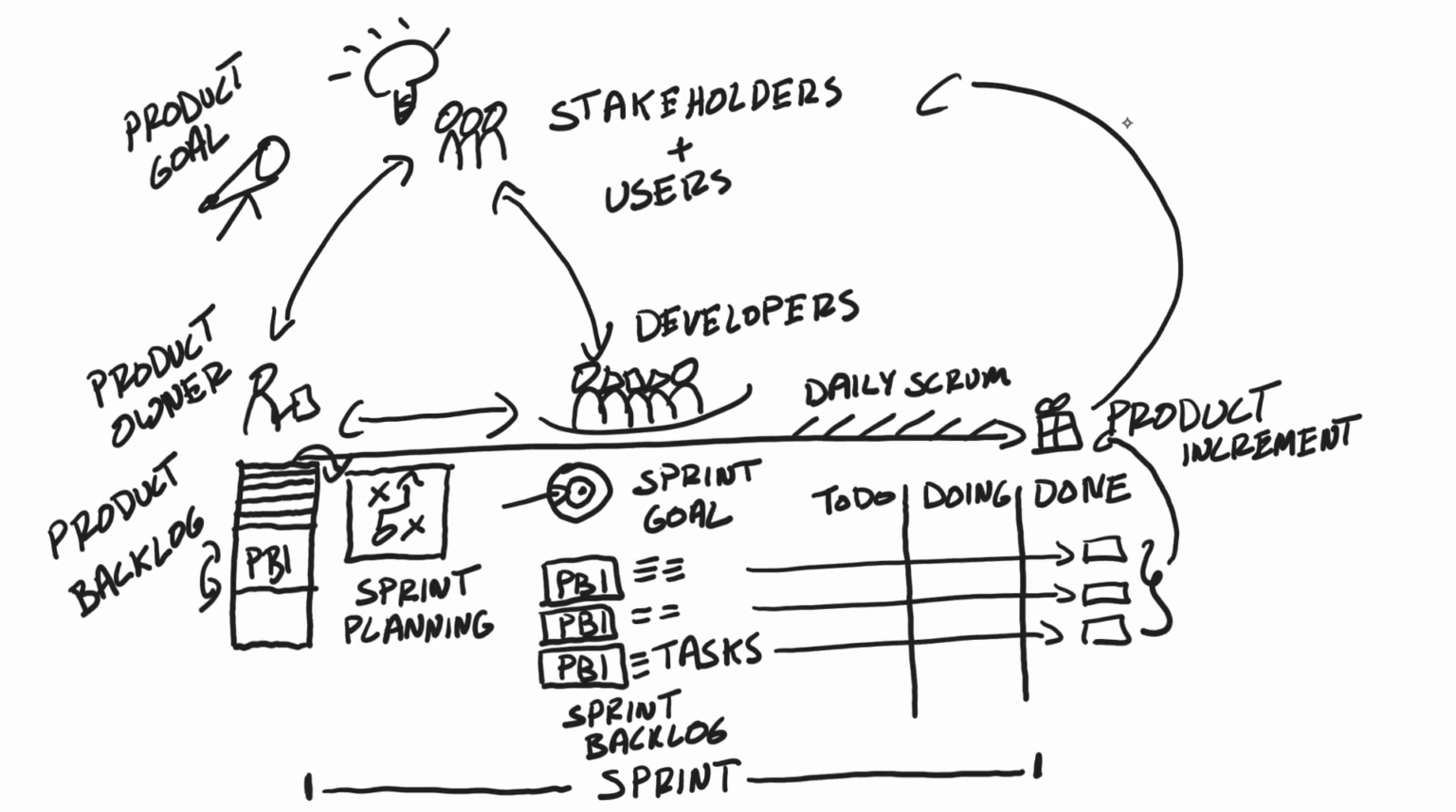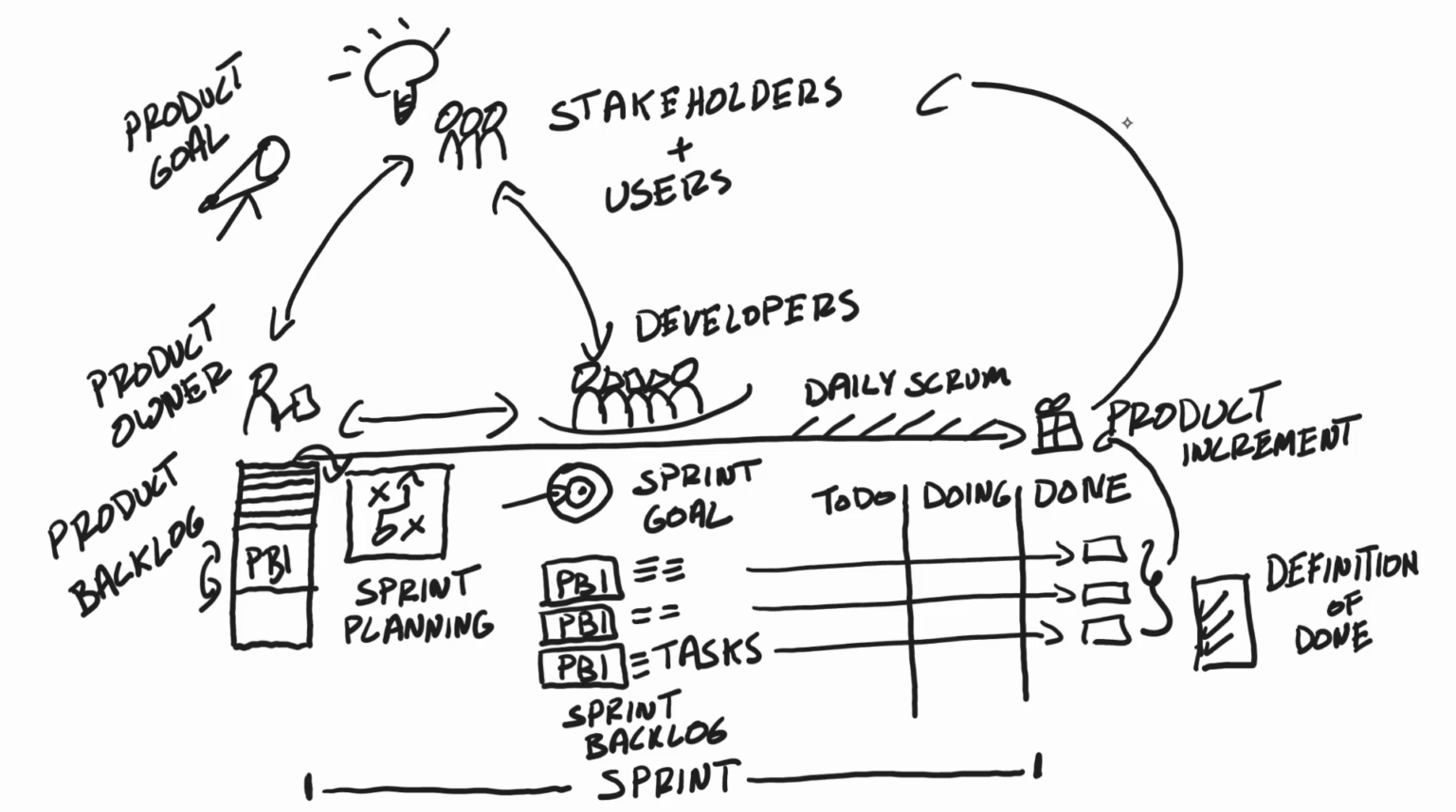The product increment is the output of every sprint. It's a quality, working, useful, and valuable increment that includes all the previously built increments in addition to what was just built in this sprint. The product increment should be at a level of quality as per the team's agreed upon definition of done.